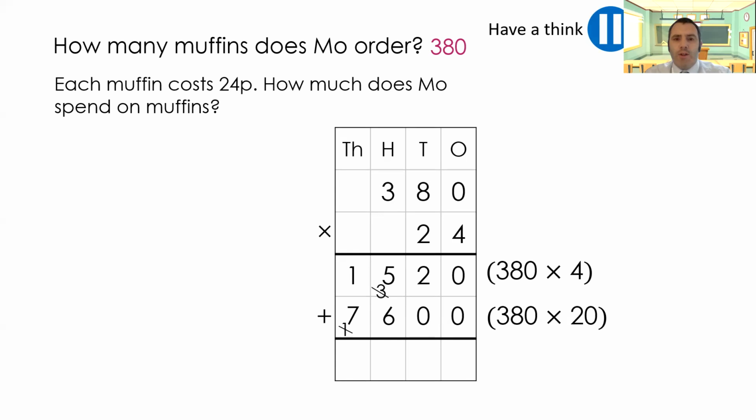We now add the 2 products together. 0 to 11, so we've got an exchange again there. 1 and 7 to make 8. Add the 1 we've exchanged across, makes 9. Are we finished? No, we're talking about money. So we've got the answer. It's 9,120p. That's a lot of pennies to be trying to work out. How can we convert 9,120 pennies into pounds and pennies?